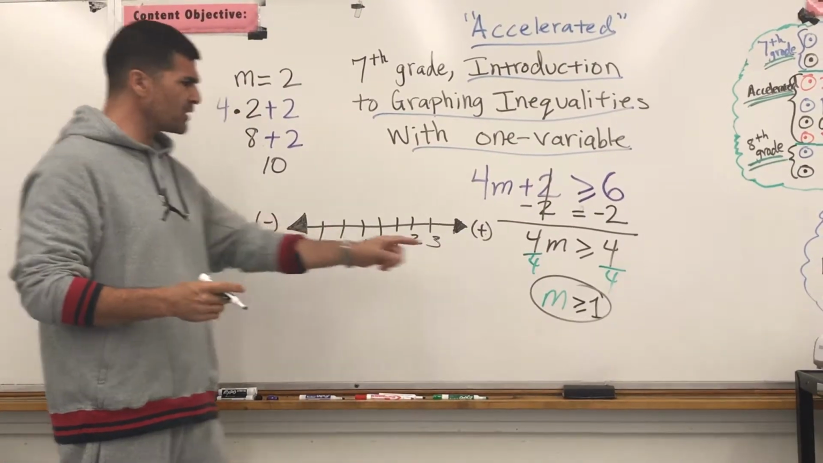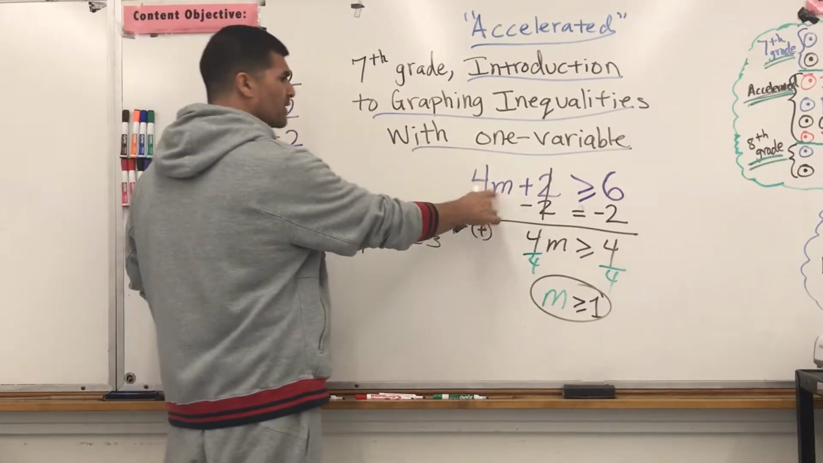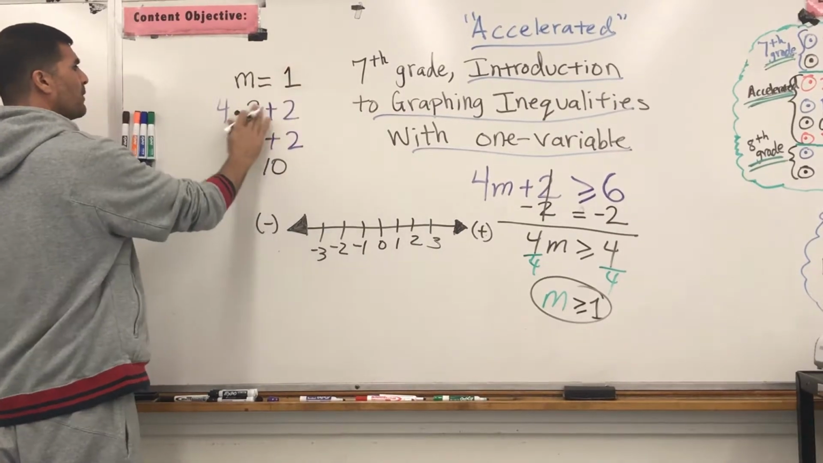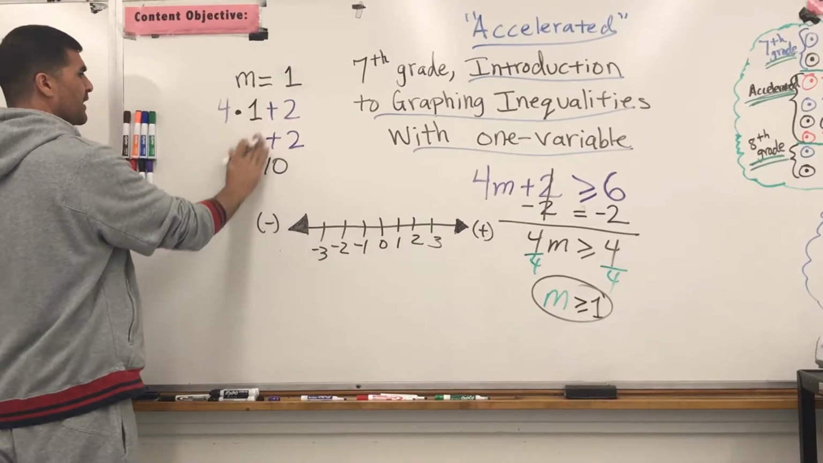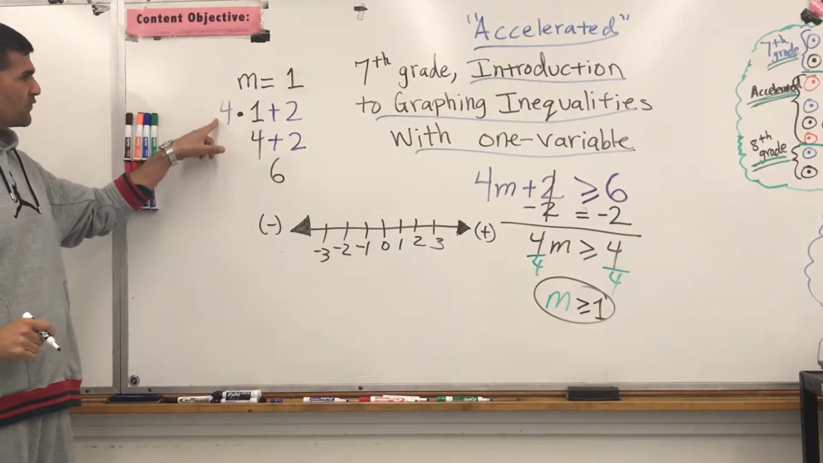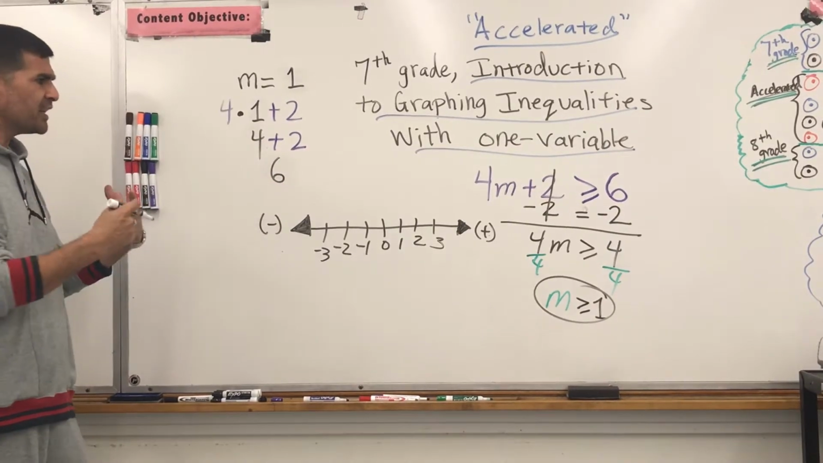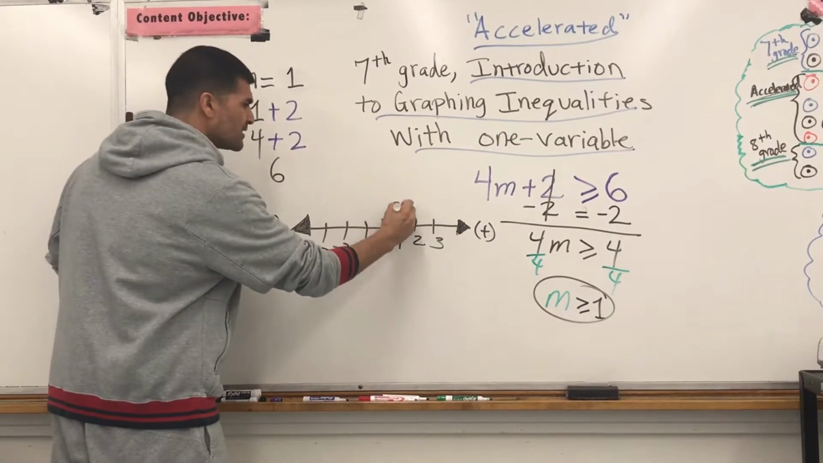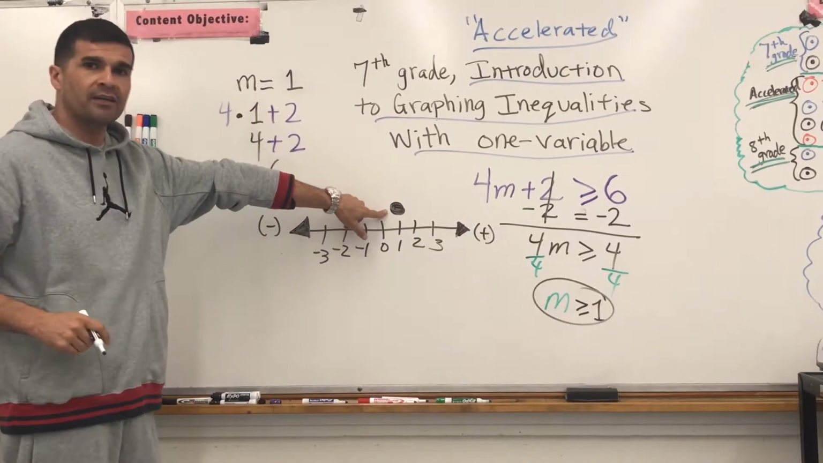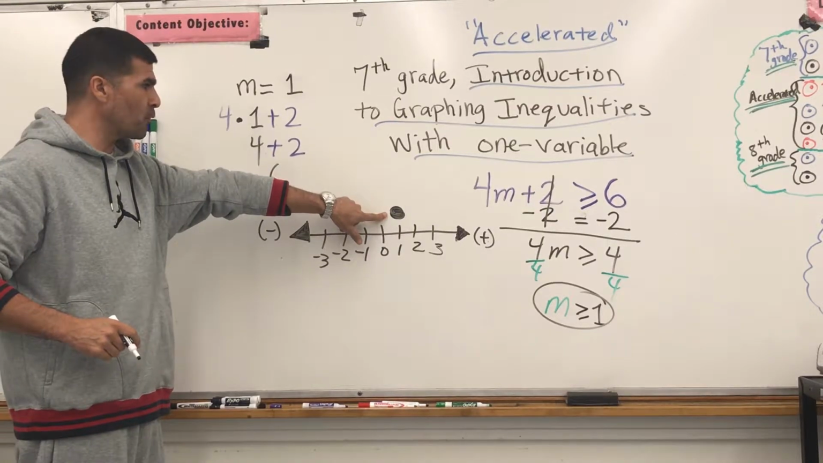I definitely want to show that m has to be equal to 1 at least. Because if I choose 1 here, 4 times 1 equals 4, and 4 plus 2 equals 6. So I need to show everyone that m has to be equal to 1. So what you do is you put a solid colored in dot, a circle, on top of the number 1.